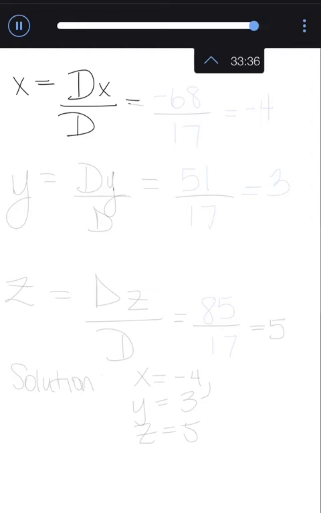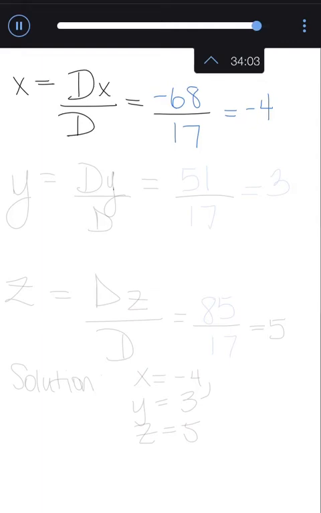So, well, dx we found out was -68 divided by the determinant for d, which was 17. Well, -68 divided by 17 would give you -4. So that means our value for x is -4.